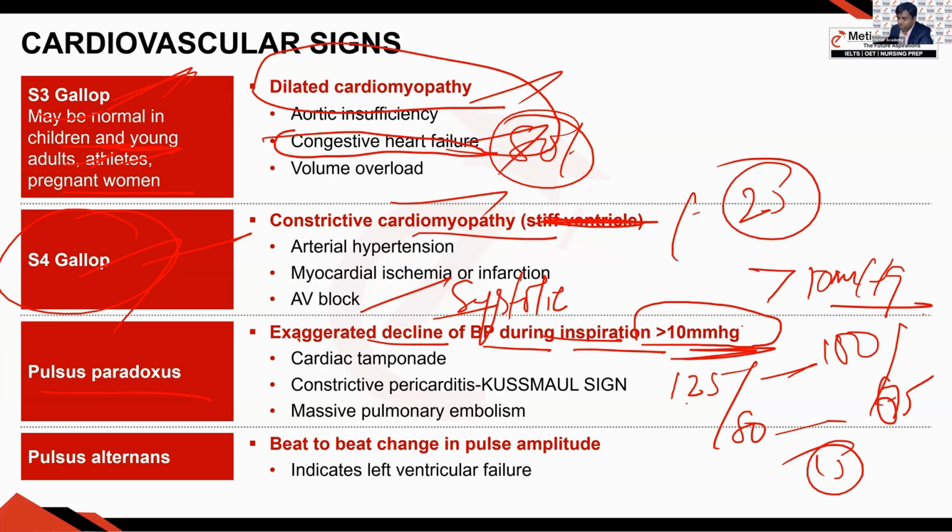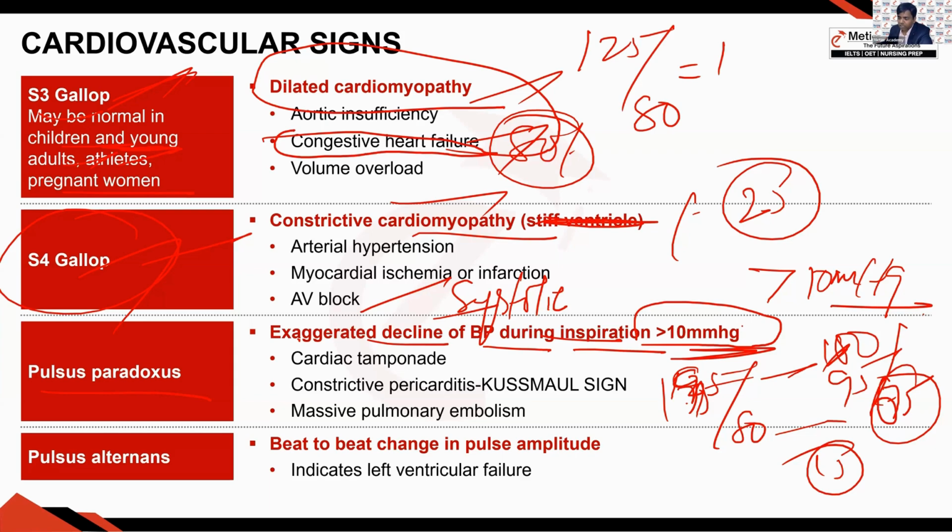Not only 25 we need. At least if the BP is 125 and the BP is 95 by 65 also, you can tell. Initially, I took BP 125 by 80. After taking the deep breath in inspiration, I'm checking the BP, and it shows around 105 by 70. See the difference, 20 difference. More than 10 decline of systolic BP is always pulsus paradoxus.